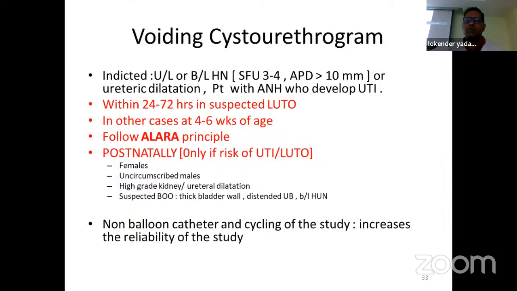The voiding cystogram is indicated in unilateral or bilateral hydronephrosis if it is of SFU grade 3 or 4, or APD is more than 10 mm, or if there is any evidence of ureteric dilatation, or in any patient with antenatal hydronephrosis who develops UTI. It is done within 24 to 72 hours in a suspected case of lower urinary tract obstruction, and in other cases, it can be done up to 4 to 6 weeks of age. We use radiation as minimally as possible, and in it, a non-balloon catheter and cycling of the study increase the reliability of the study.